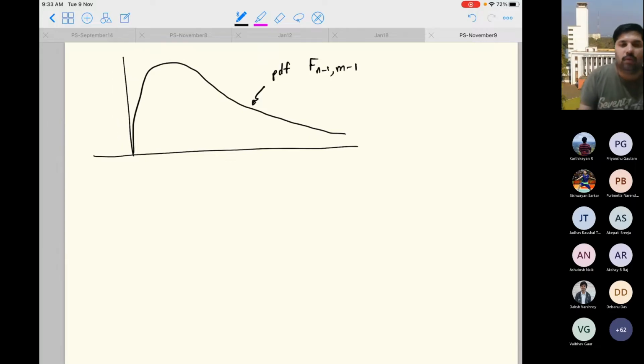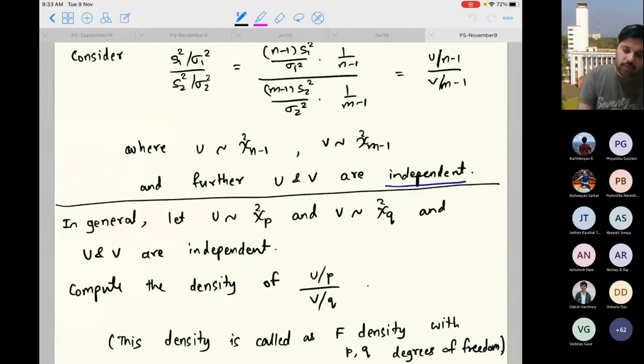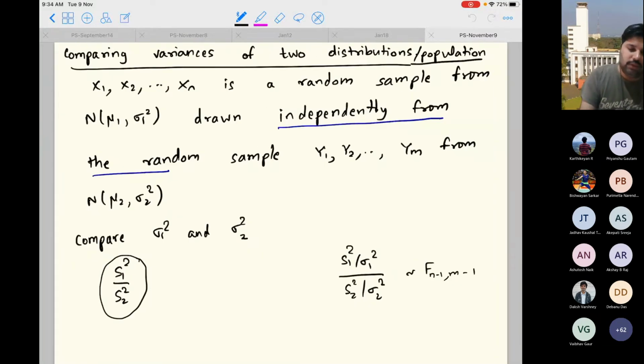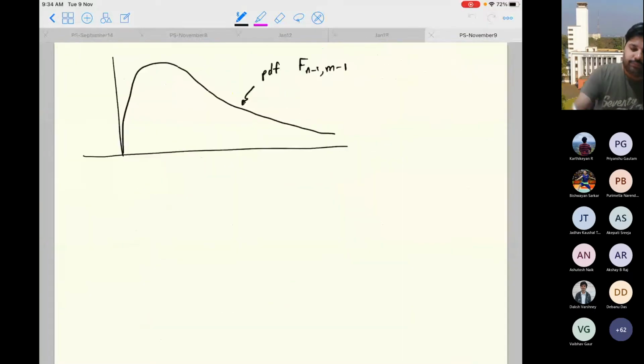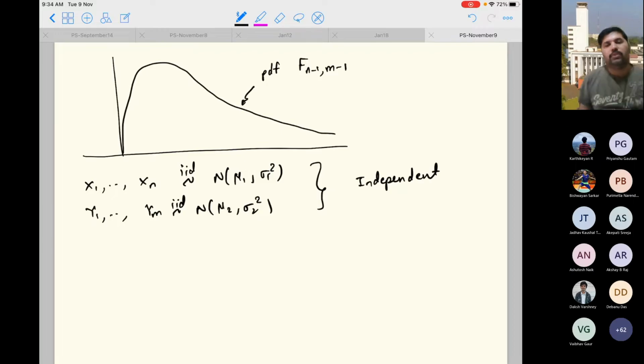Suppose this is the PDF of F with n minus 1, m minus 1 degrees of freedom. Okay, so why am I taking this? What I will be able to do is start with x1, x2, up to xn. So let me write it down anyway. x1, x2, up to xn are IID normal mu1, sigma 1 square, and y1, y2, up to ym are IID normal mu2, sigma 2 square, and these are also independent. All the xi's are independent of all the yi's. That's what we really mean.